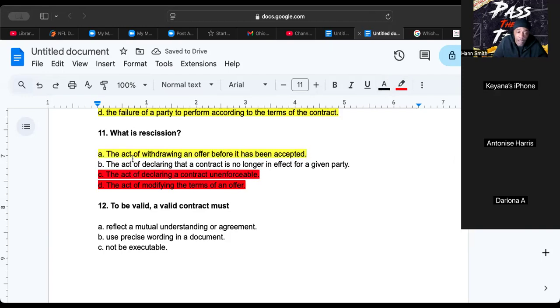Now, if it's not A, we're going to read the answer in the question to help us remember what rescission is, because to me that's what rescission is, but revoking the offer could be that too. So we'll see.